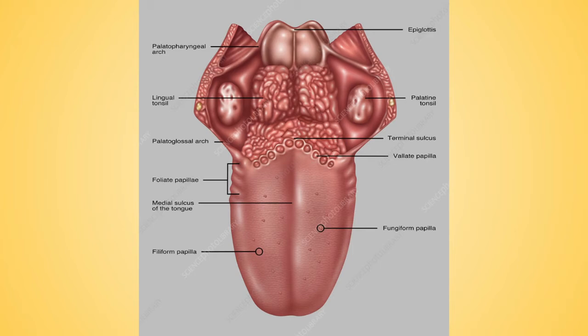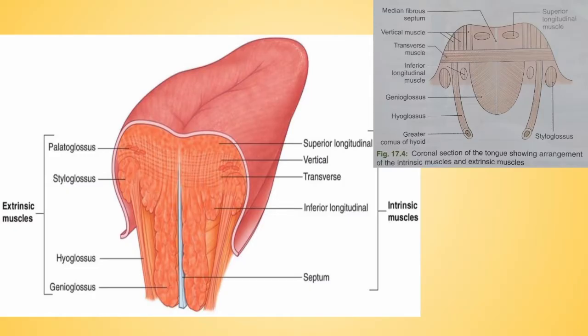Now next, last is the foliate papilla. The foliate papilla are present at the lateral border just in front of the circumvallate papilla. Now they are leaf shaped actually. Okay, now next is about the muscles of the tongue.